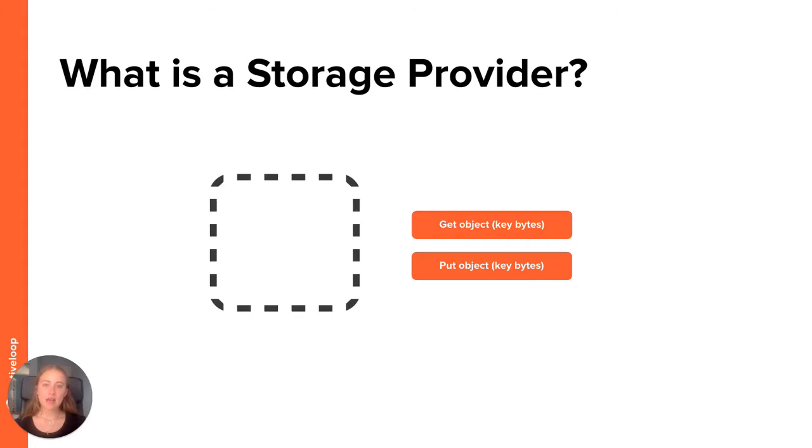Let's first understand the concept of a storage provider. As the name suggests, a storage provider provides storage. And the basic methods that a storage provider needs to have is a get object, which is a uniform interface for where your data is stored, and it should have a key and a byte where you want to put it. Also, you need to have a put object that also has a key and the byte where you want to put it.